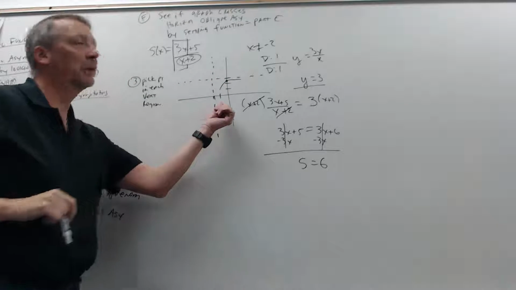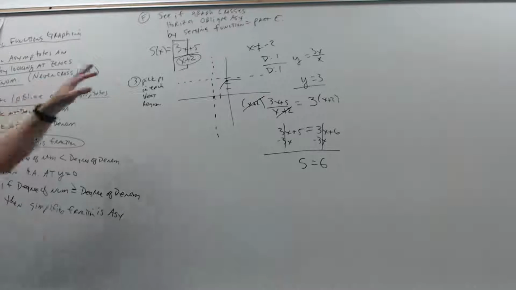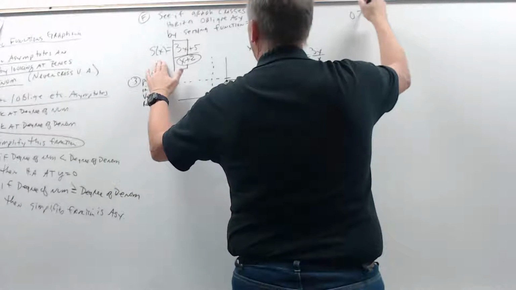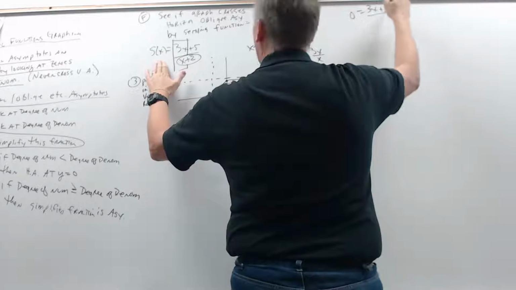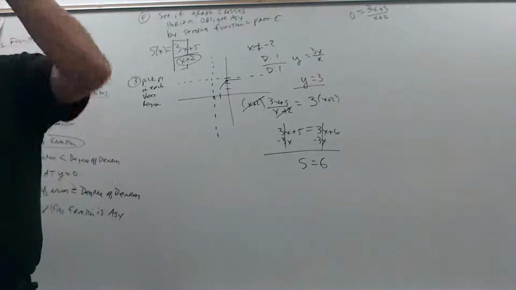We probably ought to figure out where it's going to cross here. How would we find that, Ethan? Set y equal to 0 and solve. So 0 equals 3x plus 5 over x plus 2. How do you solve that?